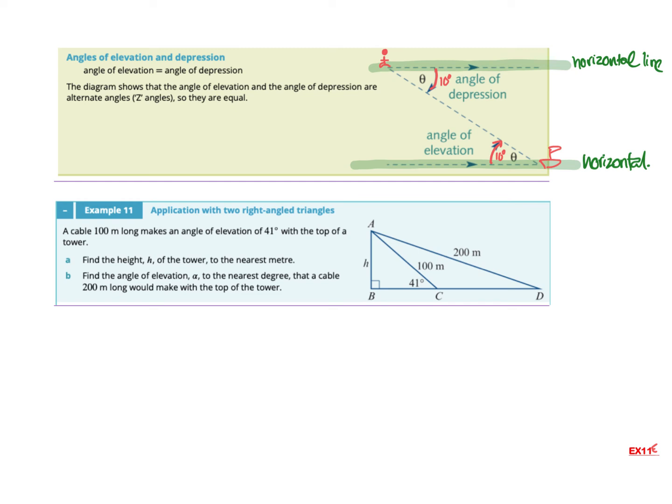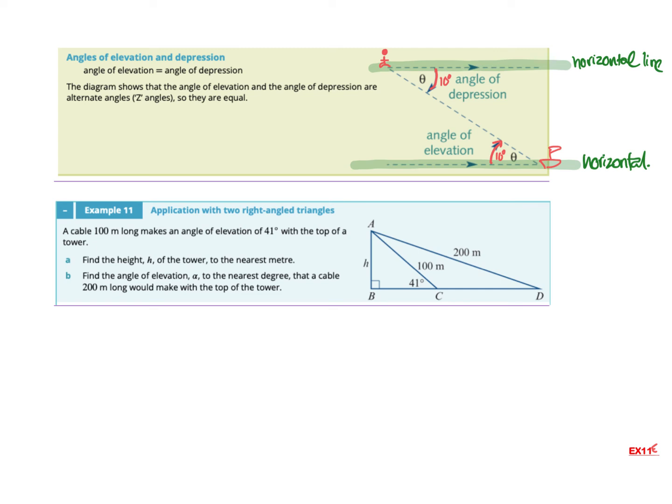So sometimes it could make it easier to just know that fact, and we could use the triangle of elevation rather than the triangle of depression. So let's have a look at this example here that we've got. A cable 100 meters long makes an angle of elevation of 41 with the top of the tower.